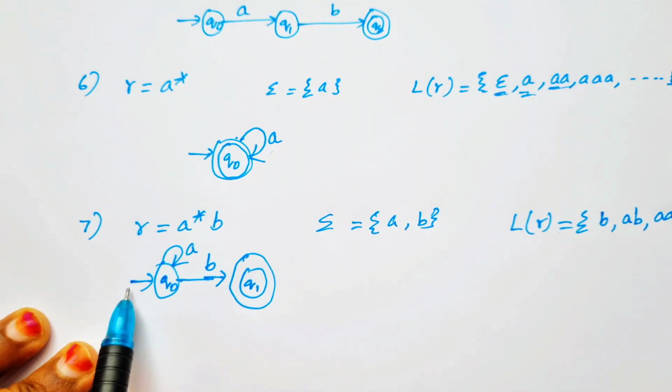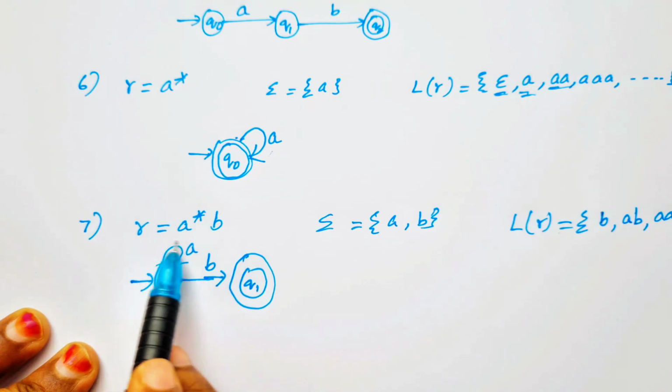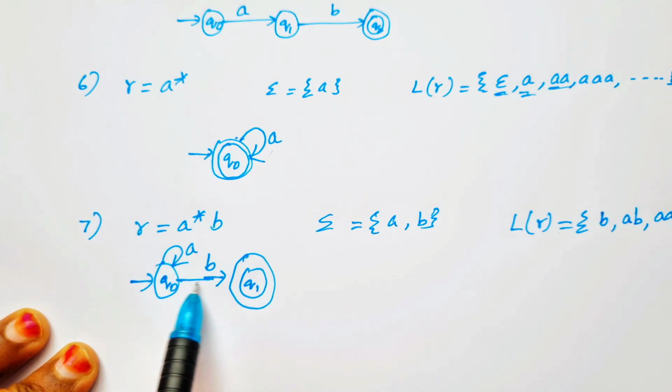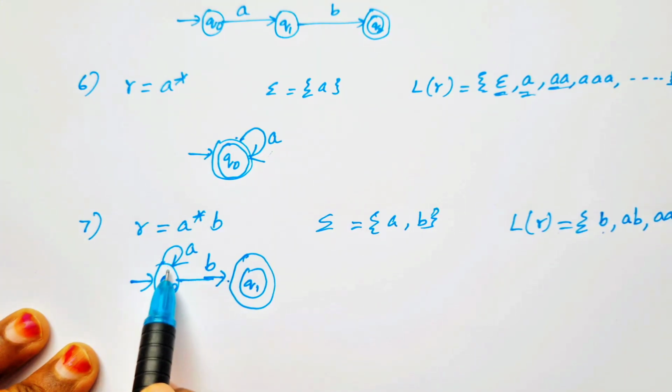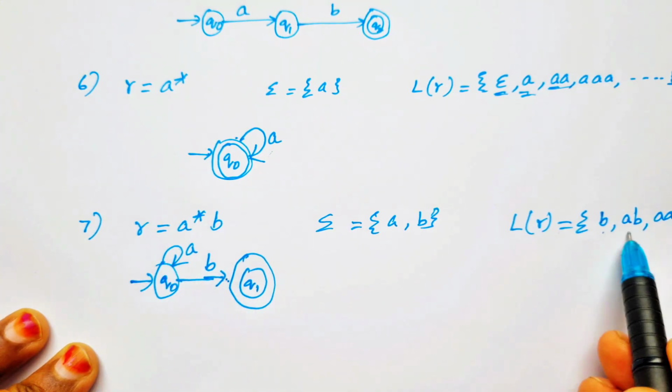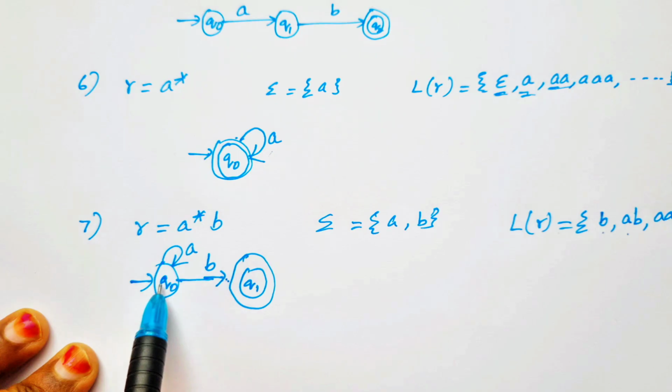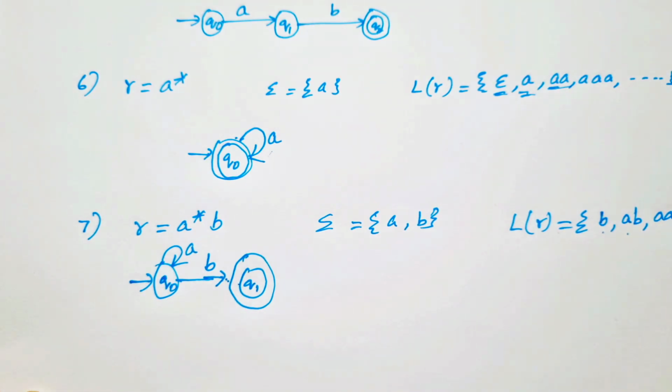Okay, I'm starting with the initial state and not moving through A. Directly I am moving through B, then I will get B. If I am moving through 1 A and then B, it is AB. 2 times A, 1 B, it is AAB. Like this it will take.